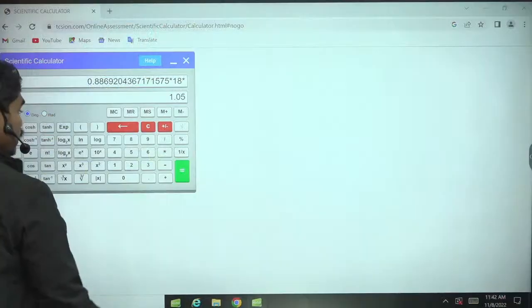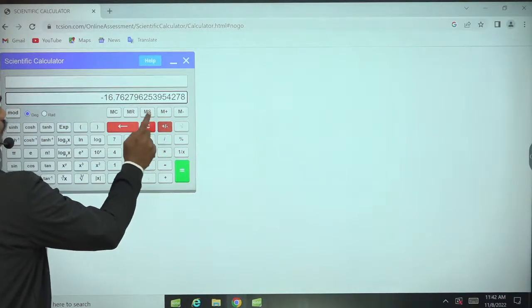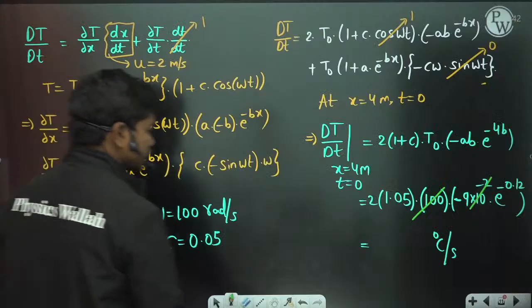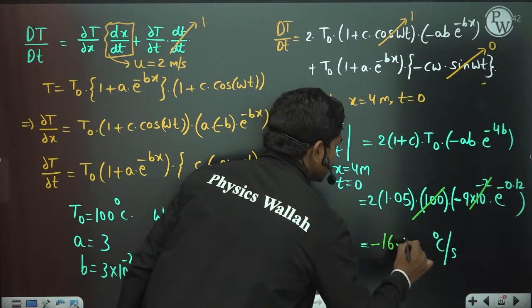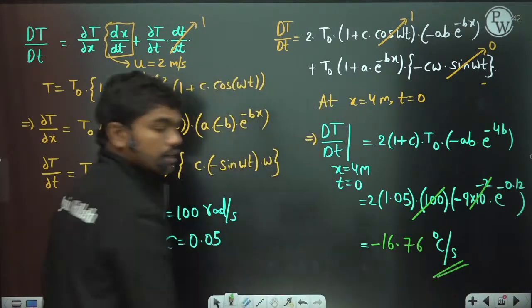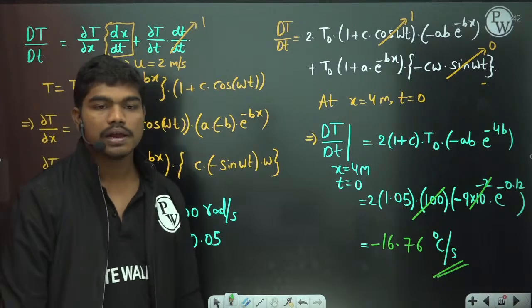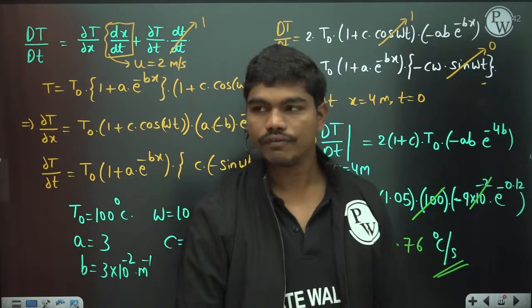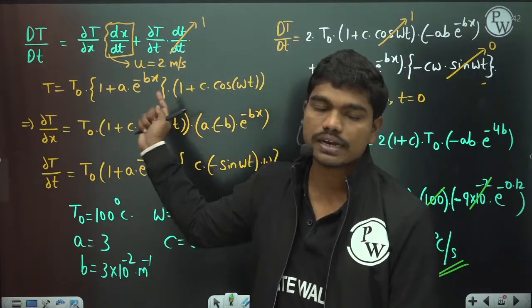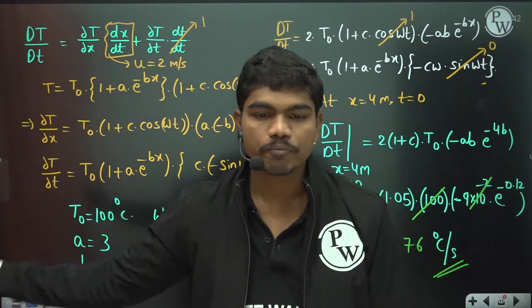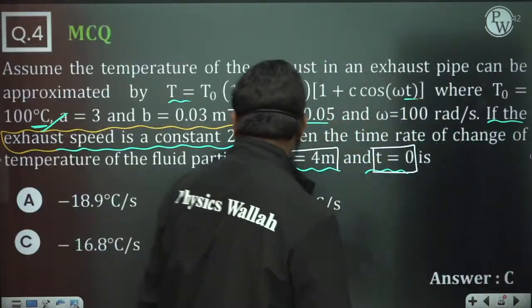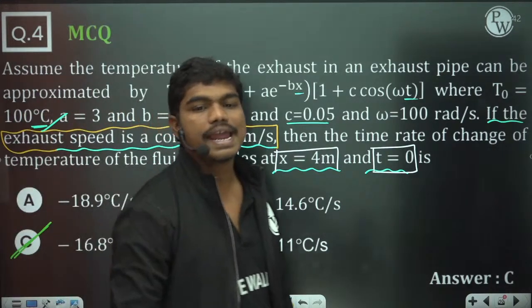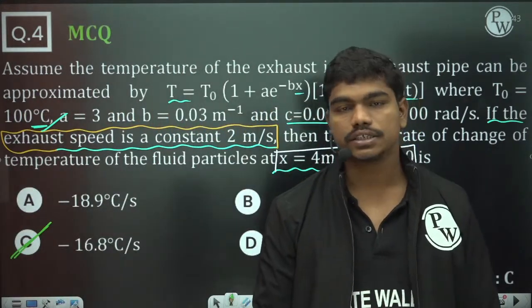This is the value, but with a minus sign, because there is a minus here, so minus 16.76 degrees Celsius per second. Clear? Minus 16.76 degrees Celsius per second is the rate of change of temperature for this temperature profile, which is changing with x and time. Got this answer? Minus 16.76. If you round off to one decimal, minus 16.8 degrees Celsius per second is the correct answer. Clear?